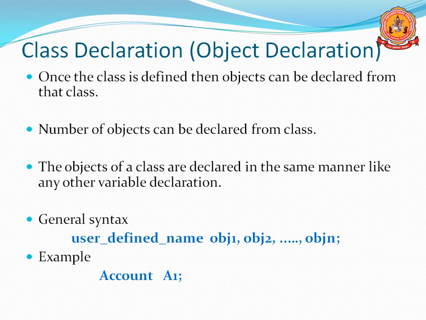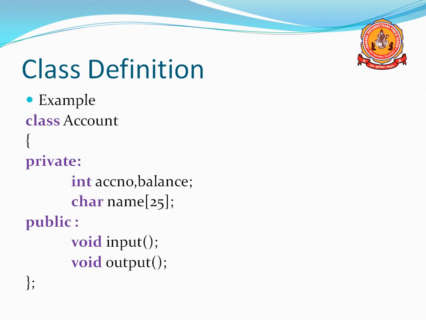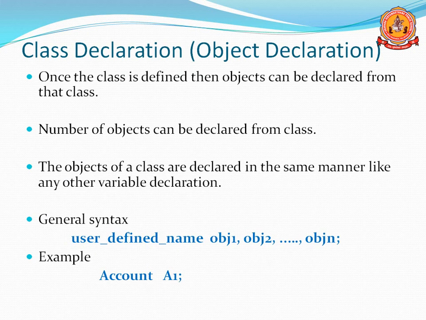Remember, any number of objects can be declared from a class. From a single class it is possible to declare n number of objects. The objects of a class are declared in the same manner as any other variable declaration. When you are going to declare an integer variable, here see, int ACCNO, or character name, int balance, like that we created. The same we can create in the case of objects.